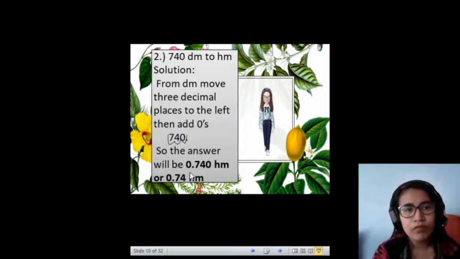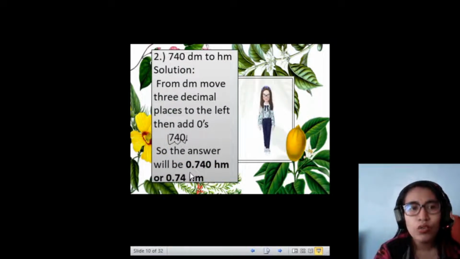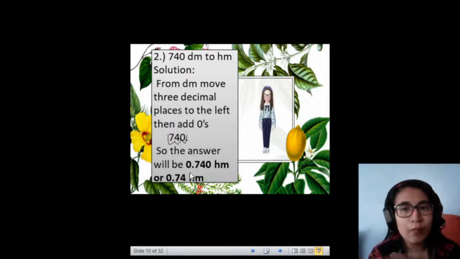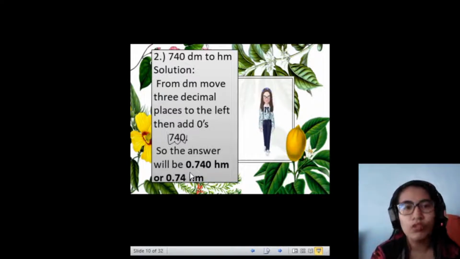Another example, you have 740 decimeter to hectometer. Again, this is a whole number and you need to move 3 decimal places, this time to the left. So it means when I move to the right, my number becomes larger. But when I move to the left, the number becomes smaller, or it can become a decimal number. As you can see here, our 740 decimeter, when converted to hectometer, becomes 0.740 hectometer, or you can also have it as 0.74 hectometer. It's the same.